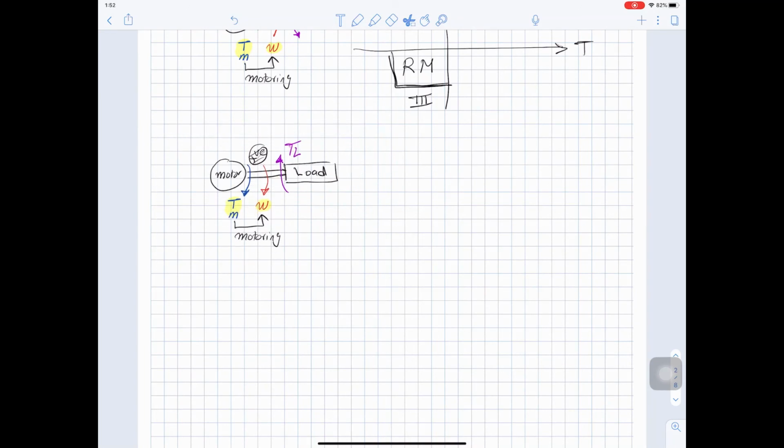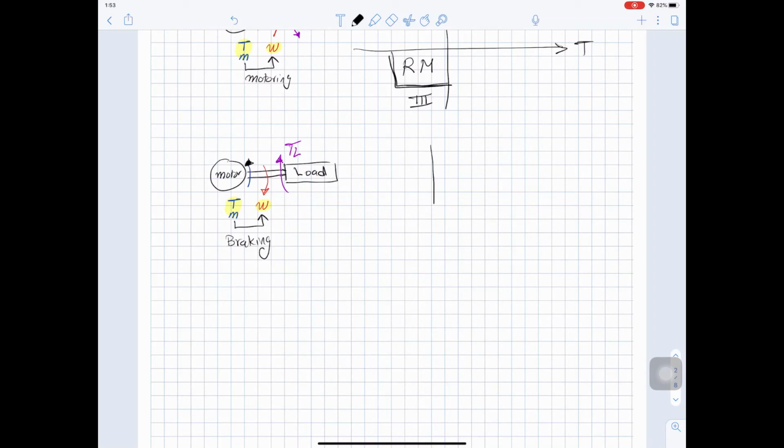Now if your speed is forward, but your torque is reverse, here we are not doing motoring, we are doing braking. Why are we doing braking? Because the torque and the speed of the motor are in opposite directions.